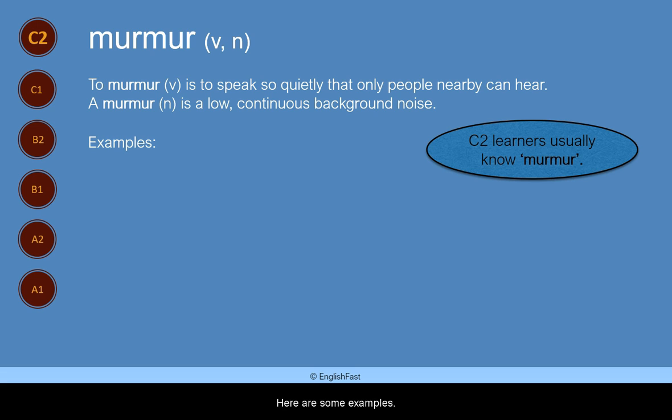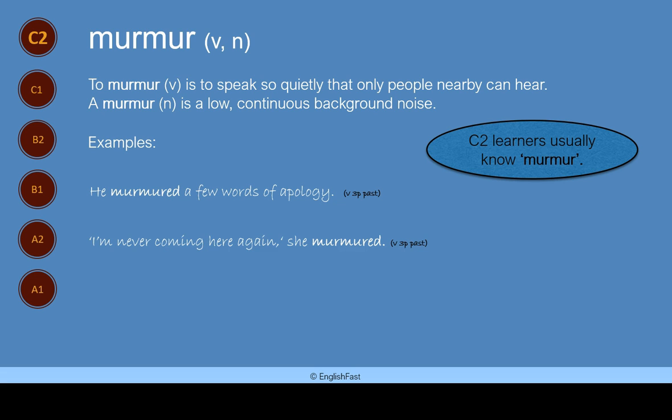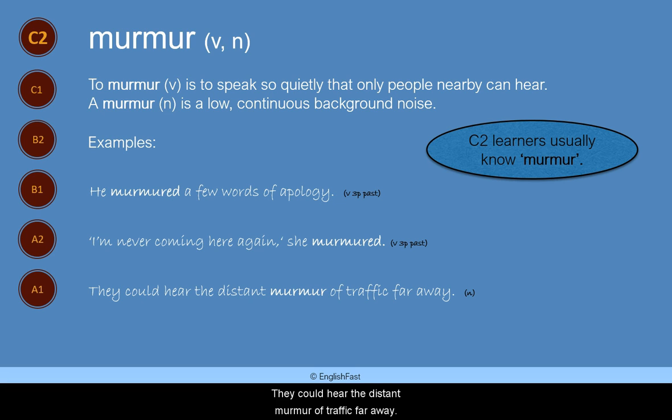Here are some examples. He murmured a few words of apology. "I'm never coming here again," she murmured. They could hear the distant murmur of traffic far away.